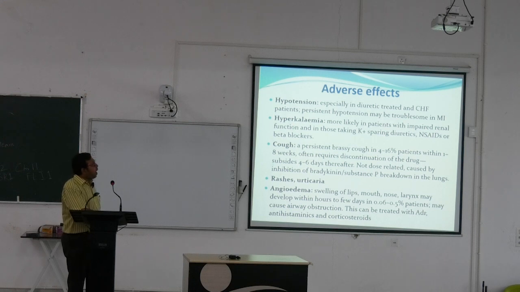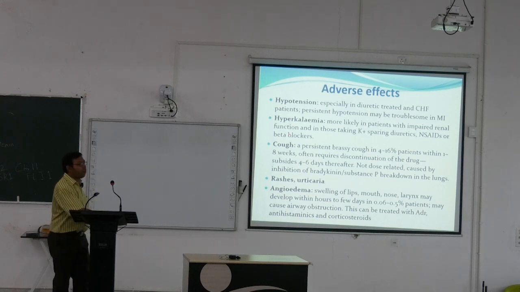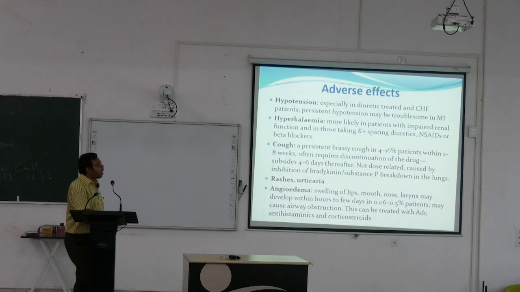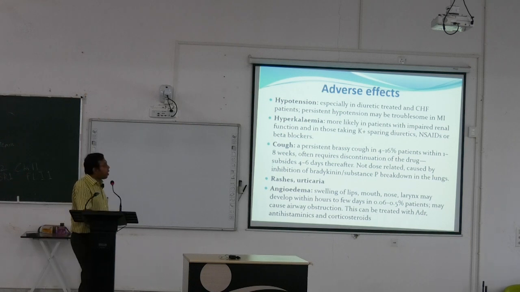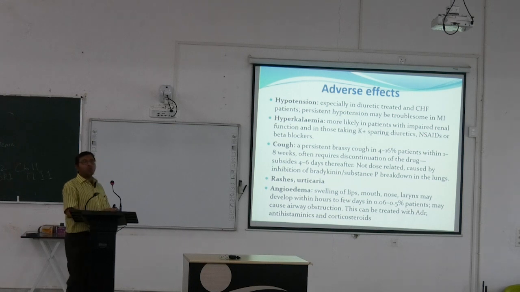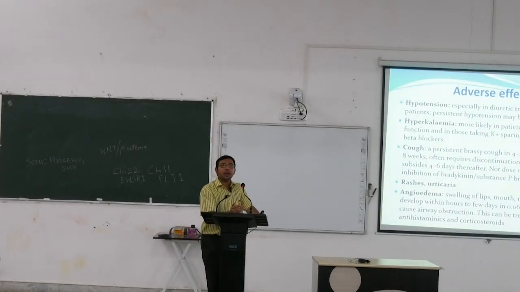Hyperkalemia is more likely in patients with impaired renal function and in those taking potassium sparing diuretics. You have read in the diuretics chapters about potassium sparing diuretics like spironolactone, and also NSAIDs or beta blockers. So if the patient is already continuing on these drugs, we should be cautious about the potassium level, because the potassium level can increase.